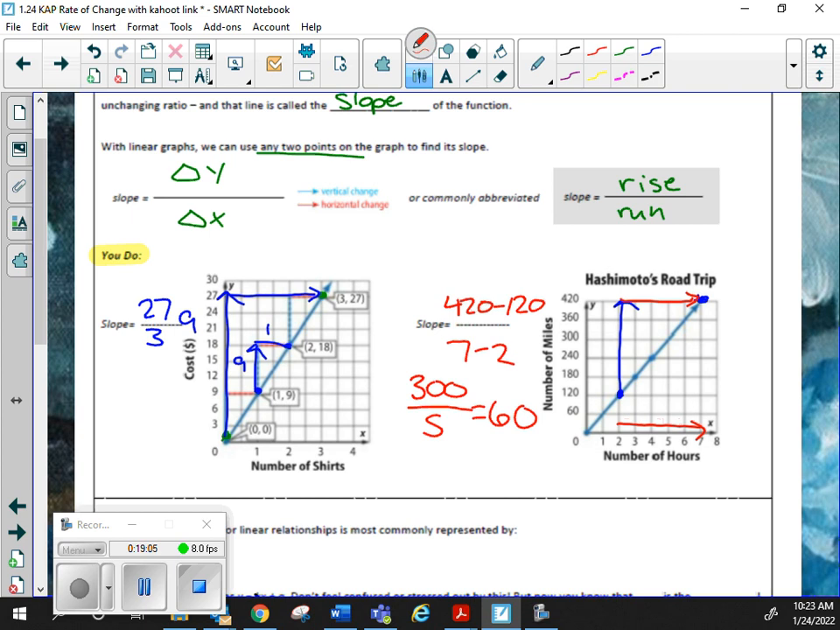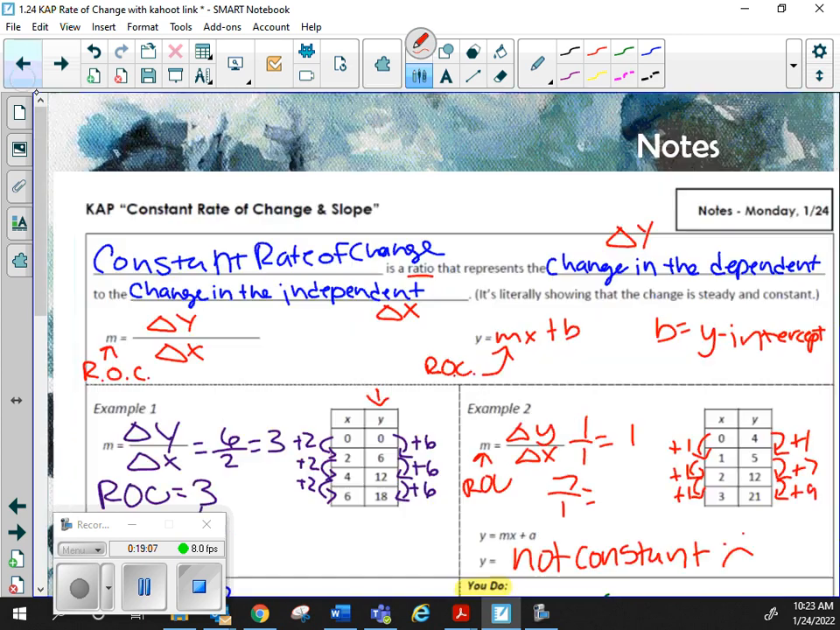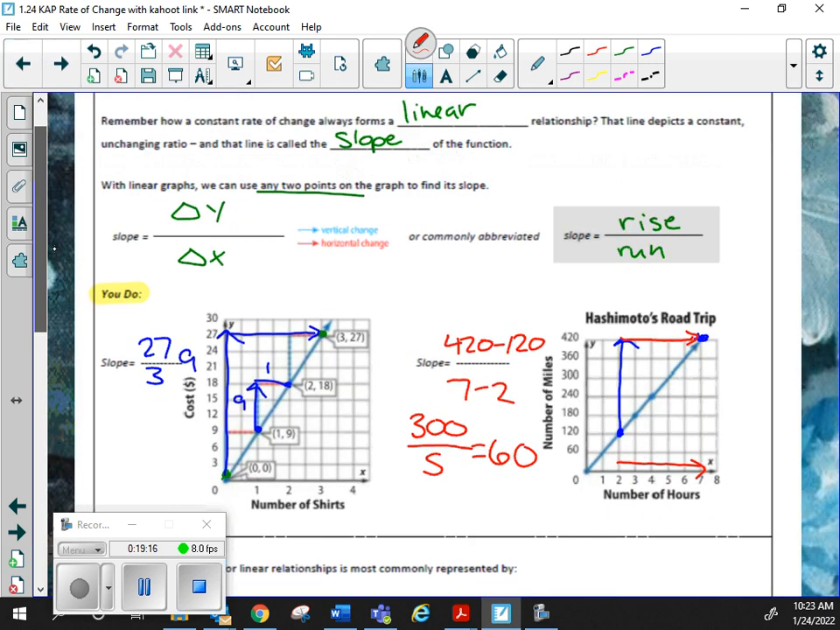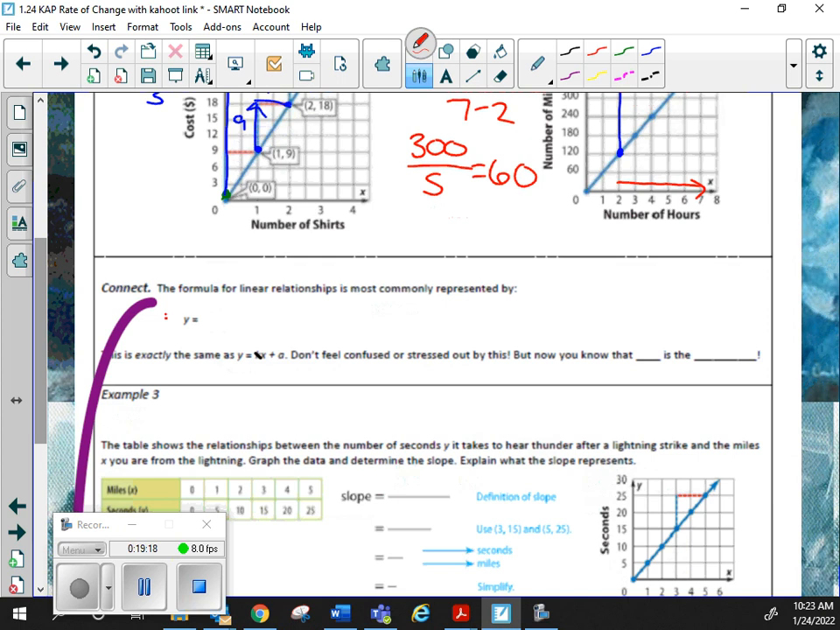Yes, ma'am? Why does it say y equals mx plus 3? So again, we're literally about to get to that. If you see in my little notes, it's literally coming up next.